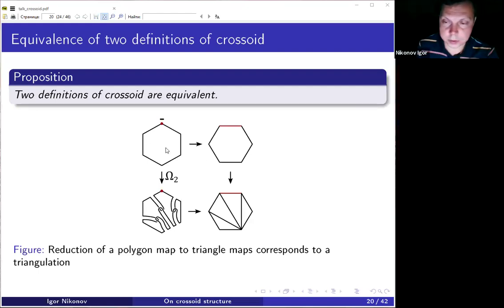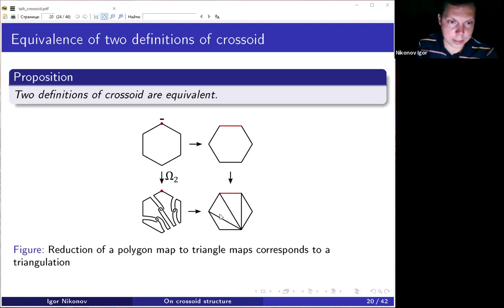We can code the splitting of this polygon into triangles by a triangulation of the polygon. So we have a polygon where we have a distinguished vertex. Then we consider the dual polygon where vertices correspond to edges and edges to vertices, and consider the triangulation of the dual polygon. And these triangulations correspond to reducing the splitting of the polygon by second Reidemeister moves into triangles.